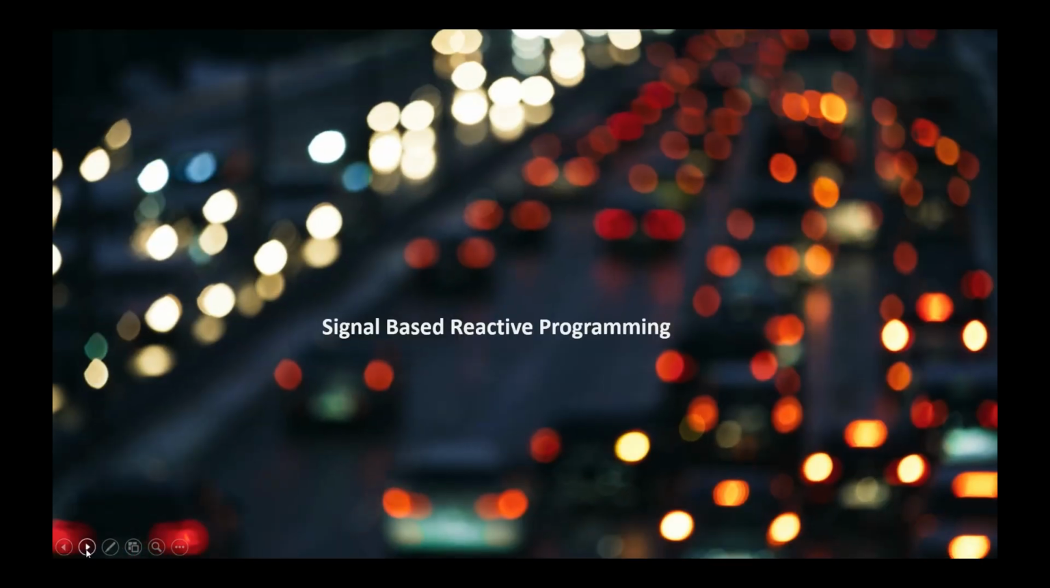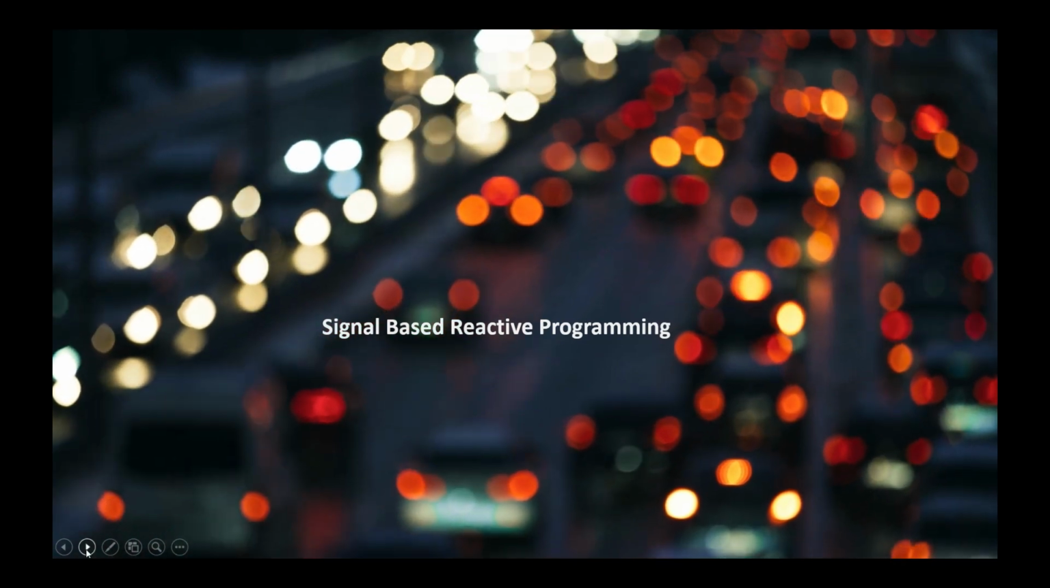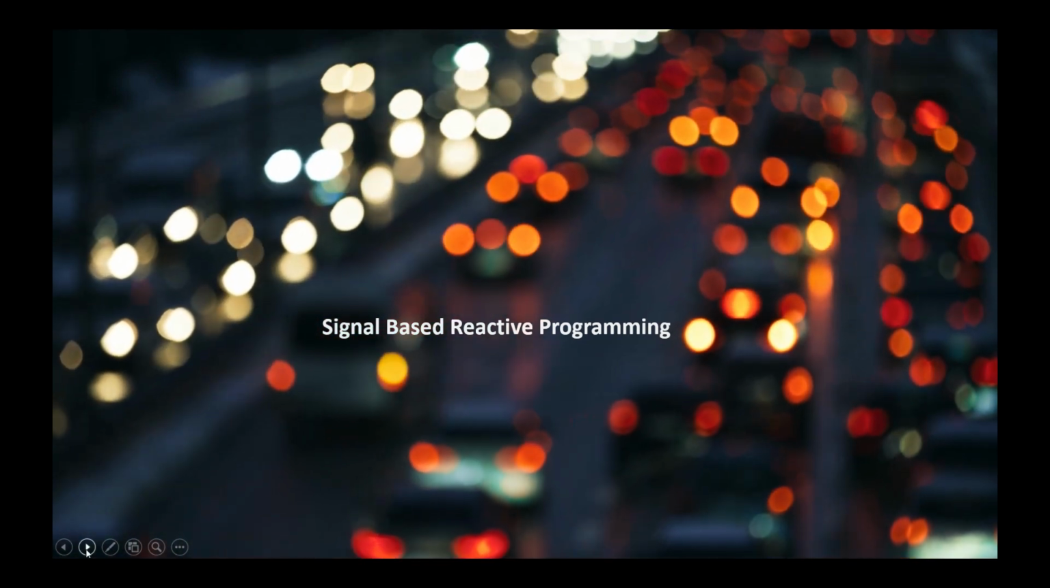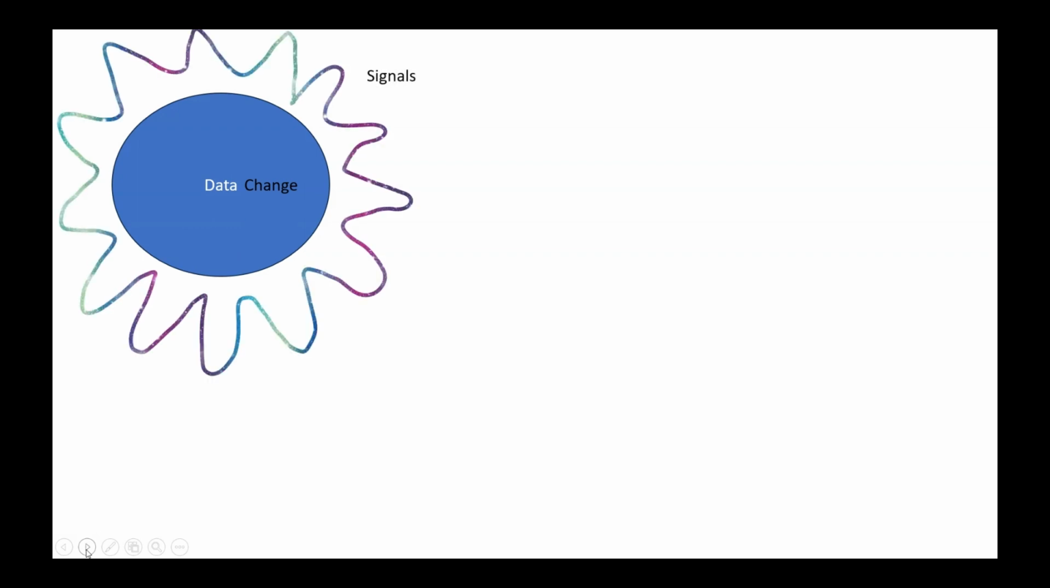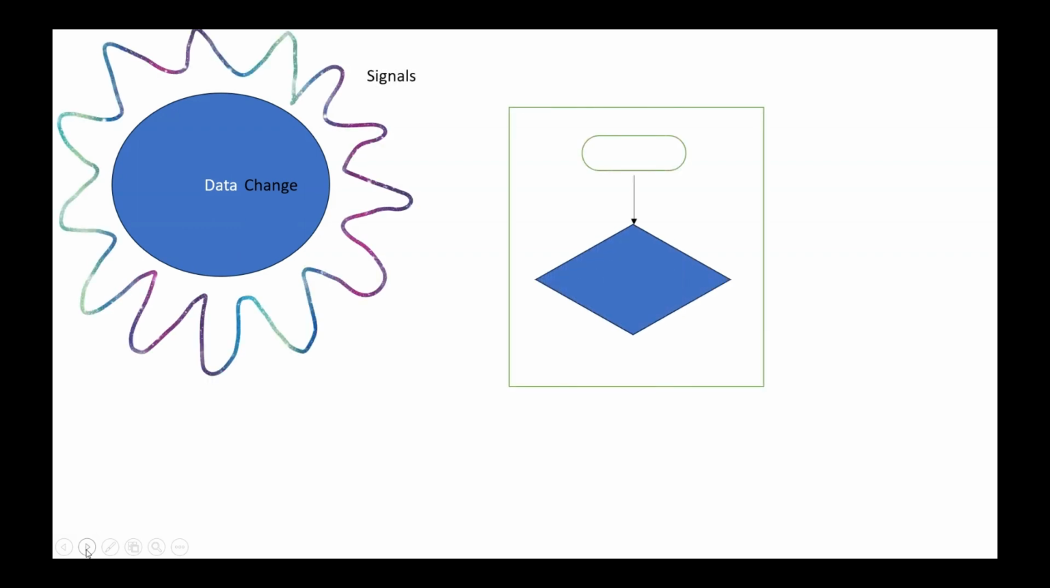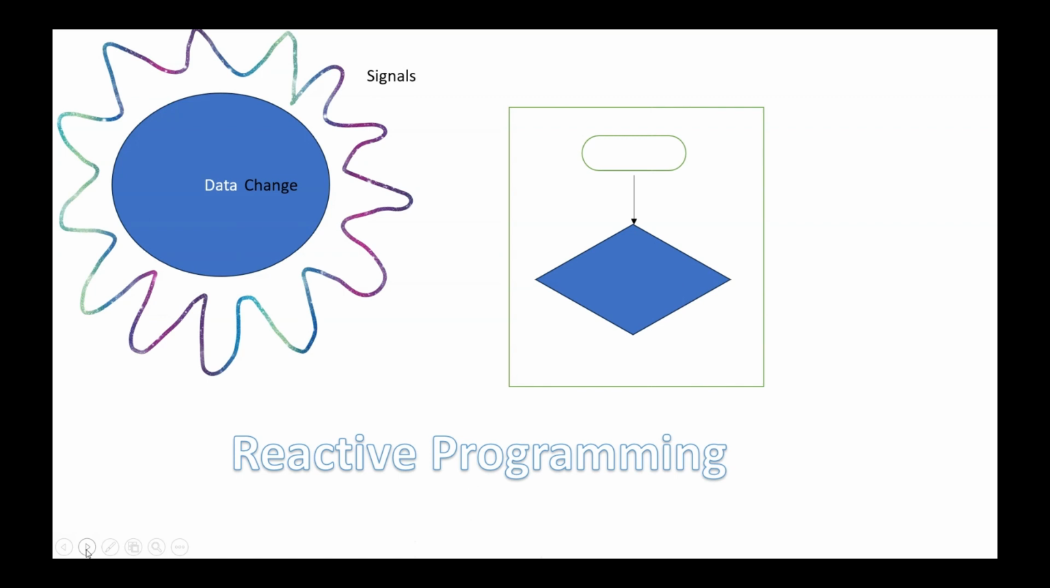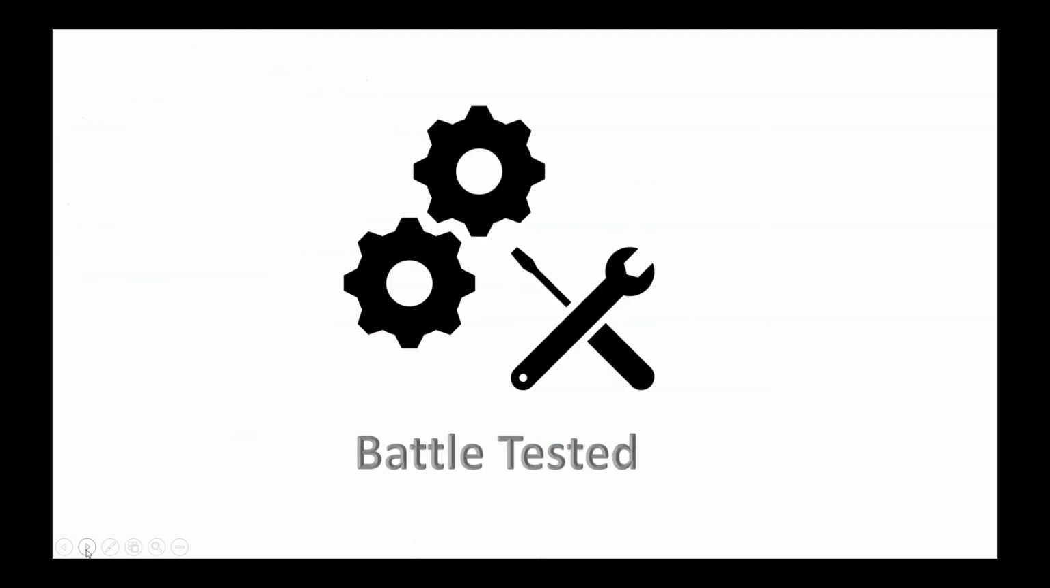So let's understand what this means. MobX is actually signal-based reactive programming. Signal-based means we have data, and if there are any changes in the state data, that emits a signal. And that signal in turn makes the application reactive. Based on that signal, the application state changes.